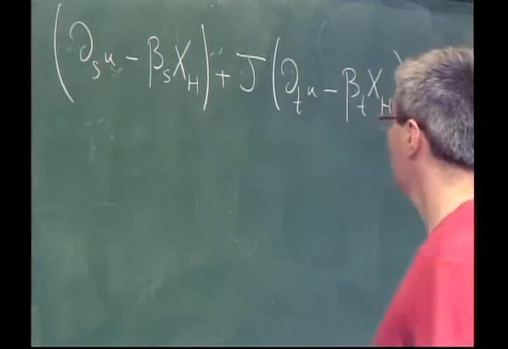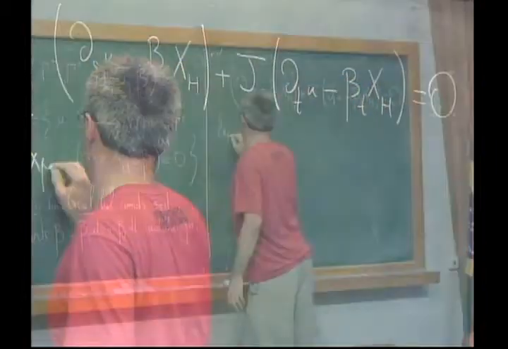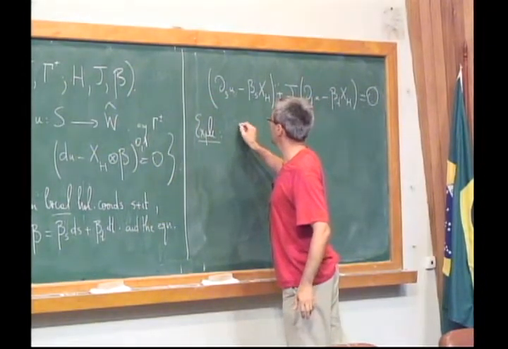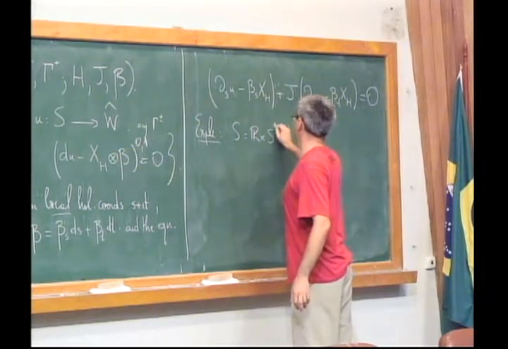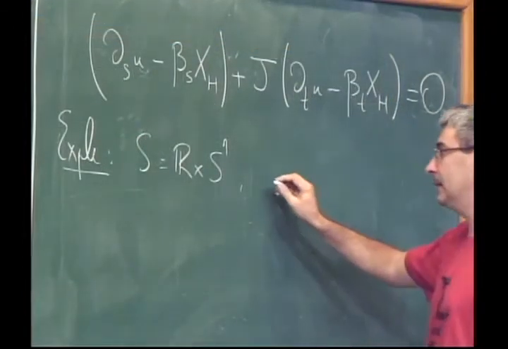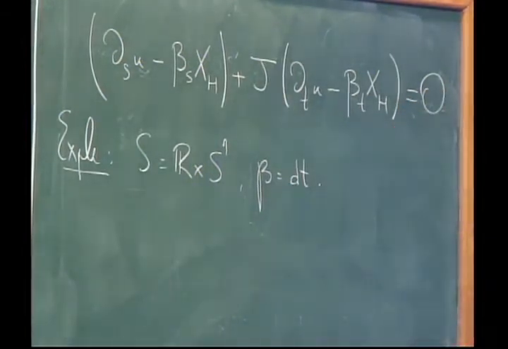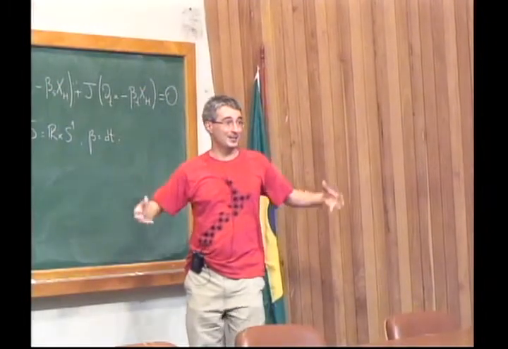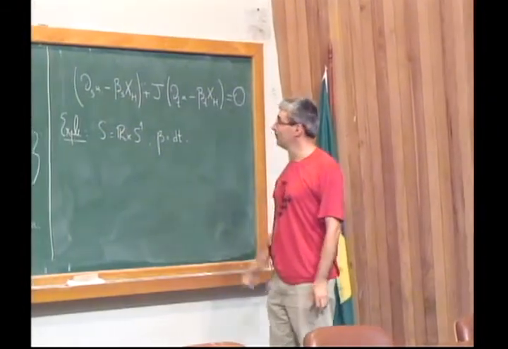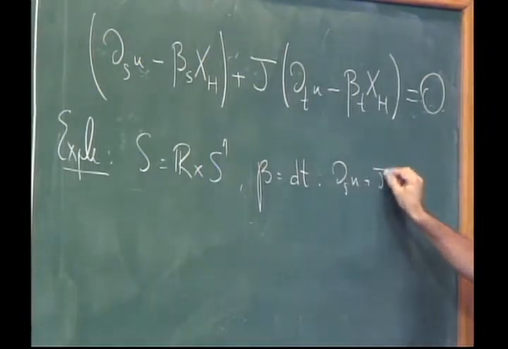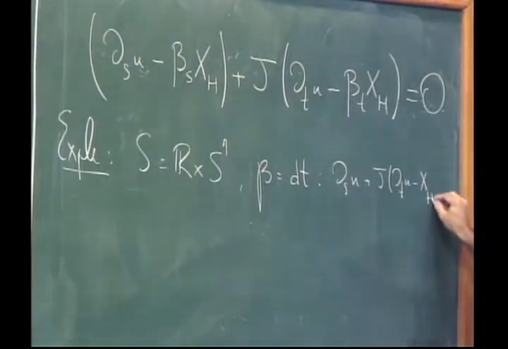Yeah? So now comes the example. Yeah? If you take S to be R cross S^1, right? And you take beta to be dt, which is well defined, non-negative, it turns out to be really closed, yeah? And the behavior at minus infinity and plus infinity is the same. You see that the equation becomes d_s u plus J (d_t u minus X_H) is 0. And that's the Floer equation.